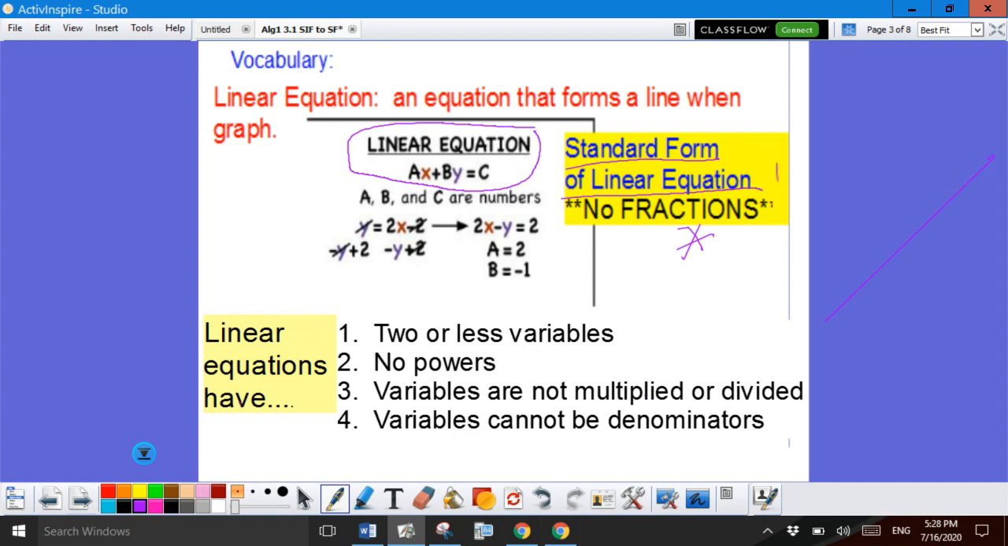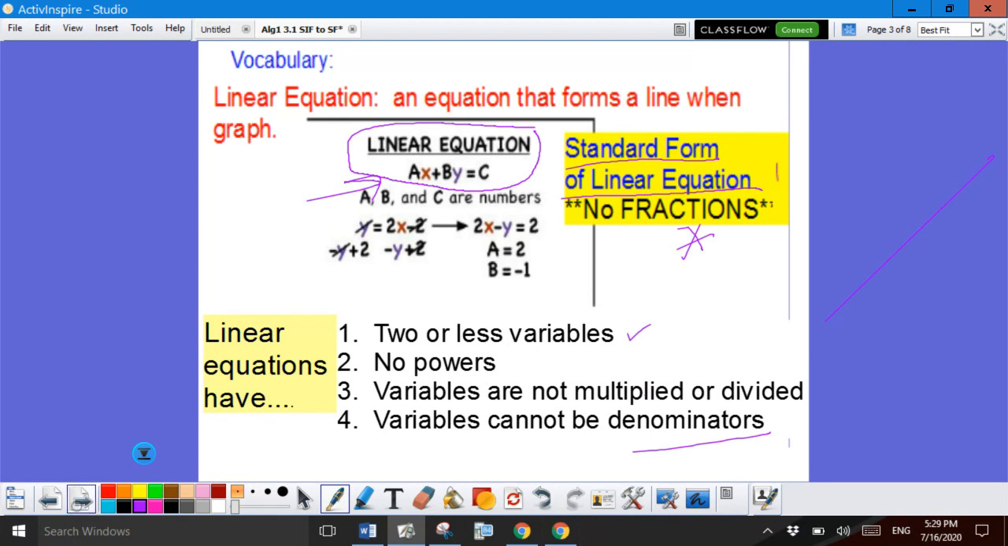And linear equations are going to have 2 or less variables. Okay, 2 or less variables. And there can be no powers because a line is one-dimensional. The variables are not multiplied or divided, and the variables cannot be denominators. So those are the 4 things we're looking for. So 2 or less variables, and it doesn't necessarily have to be x and y. It could be m and n. They can't have any powers. The variables are not multiplied or divided, and the variables cannot be denominators, which means they cannot be on the bottom of a fraction. Okay, so make sure that you've taken some pretty good notes on this slide, that you especially have this standard form of the equation written down because you're going to need that formula.